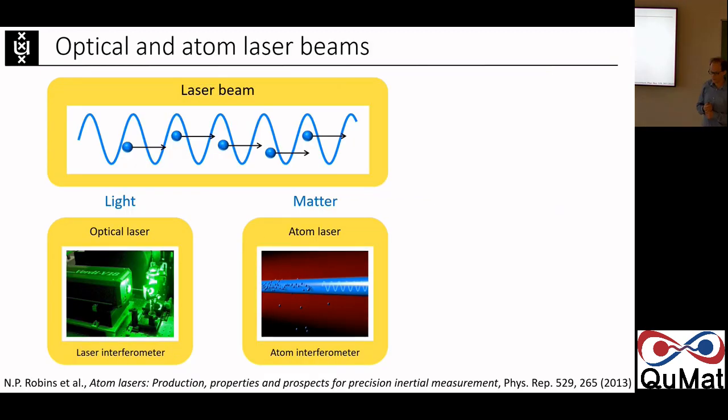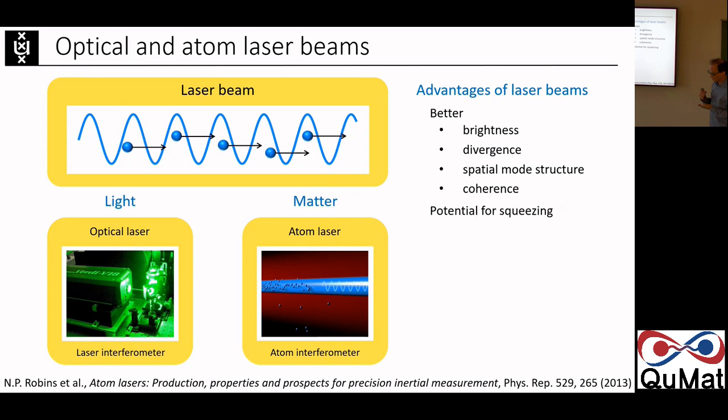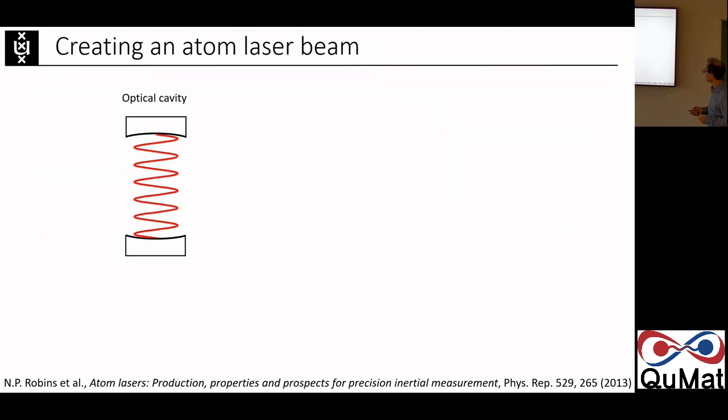So, what is a laser? A laser is just a wave that describes many particles. It's a beautiful wave, of course. And lasers are great because they have better divergence, brightness, spatial mode structure, and coherence than thermal sources of particles, and they offer potential for squeezing. This is really good for atom interferometry. It's your ultimate source for that.